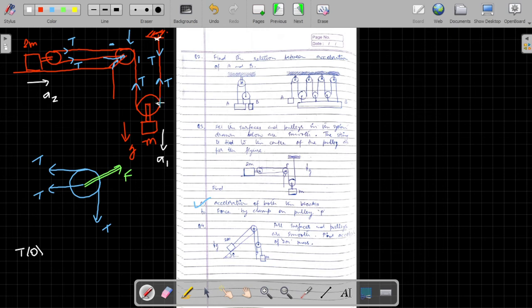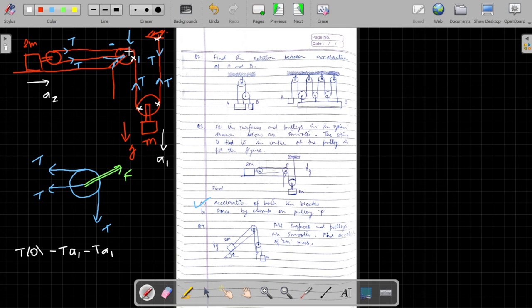This means that points 1 and 2 would both be moving with the same velocity, or same acceleration, as that of the mass. So it's tension T into a1 with a negative sign, and tension T into a1 with one more negative sign. Tension T into a1 minus tension T into a1. So these are the tensions into accelerations at the respective points.